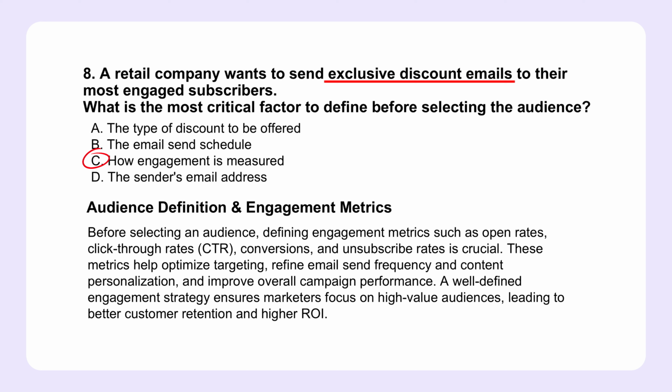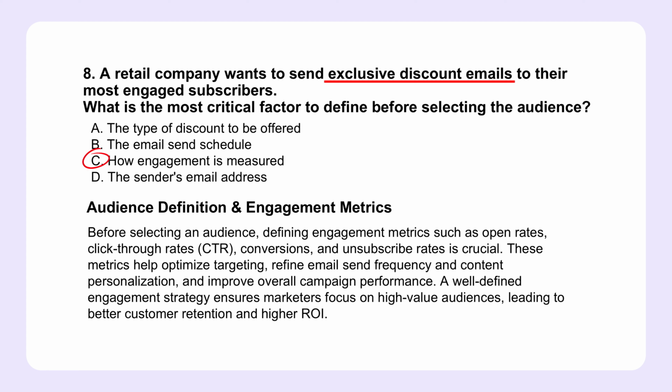So even though things like the type of discount you're offering, the best time to send the email, and even the sender's email address are all important pieces of the puzzle, they all come back to having that clear understanding of who your most engaged subscribers really are. Yeah. Those things definitely contribute to the overall success of the campaign, but they're secondary to getting that target audience right. If your definition of engagement is vague, your targeting is going to be vague too, no matter how good your offer is or how well you time your send.